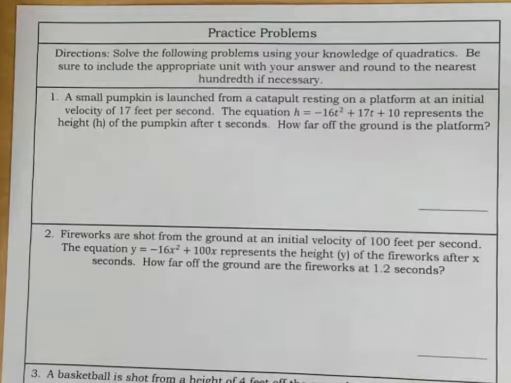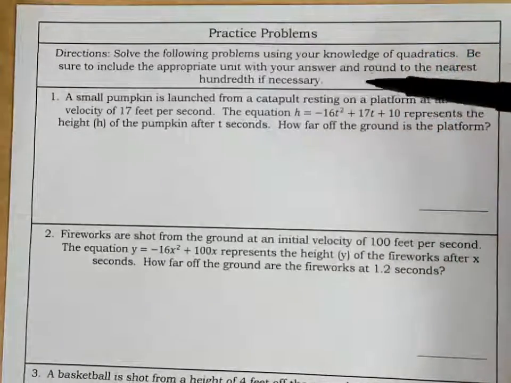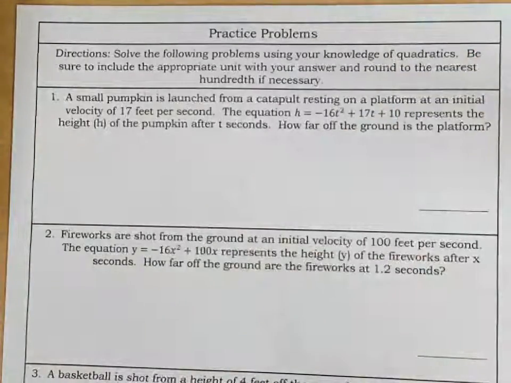We're going to use all the knowledge that we have gathered from our quadratic unit now to apply that into a few of these problems here that we have. So we're going to start out, make sure that we read those directions using that knowledge. We need to be sure that in our answer we include the appropriate unit as well as round to the nearest hundredth if necessary. Hundredth is 2 decimal places.